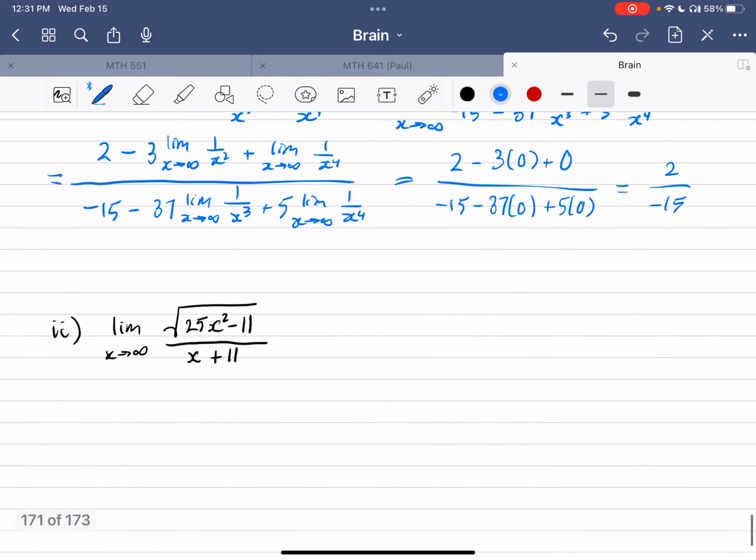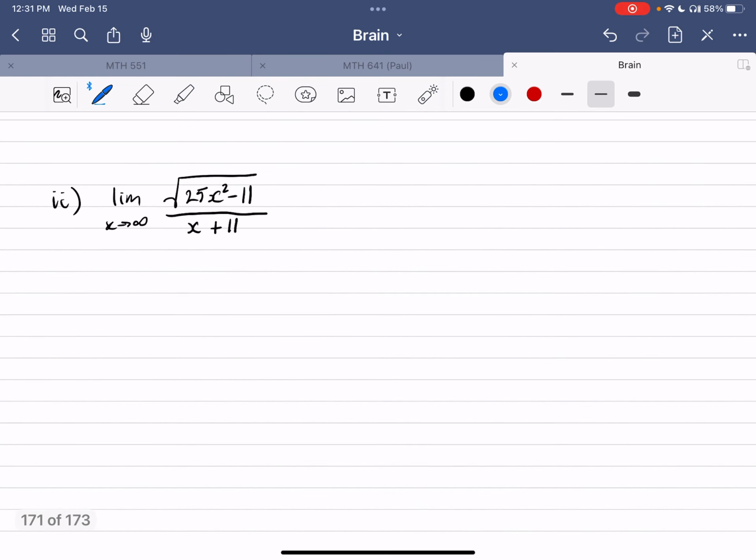Now our next limit, we're just going to follow that same rule, and then we'll add in something else. We're going to see that we might need something else. So let's divide the numerator and denominator by the highest degree in the denominator, which in this case is x. That's the same thing as multiplying by 1, so we haven't changed the limit. And now I'm going to rewrite this as the square root of 25x squared minus 11, divided by x, plus 11 divided by x.